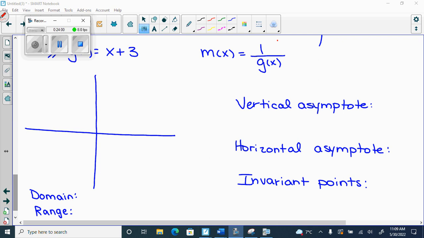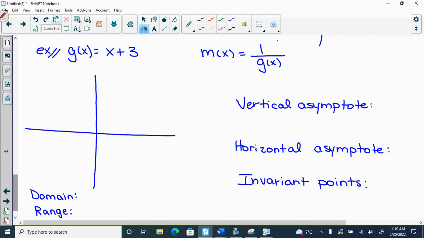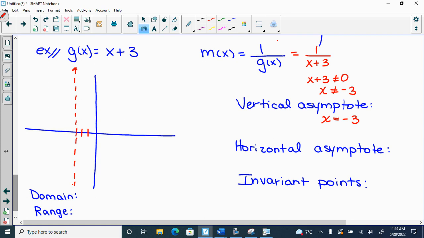Oh, this one, we're going to get 1 over x plus 3. Then we say x plus 3 can't equal 0 because we have to find the non-permissible value. X can't equal negative 3. If it did, my denominator would be 0. So I have a vertical asymptote at x equals negative 3. Dashed line with arrows.